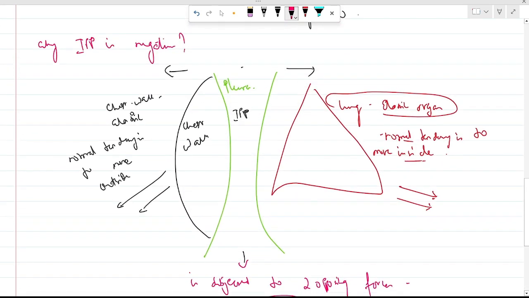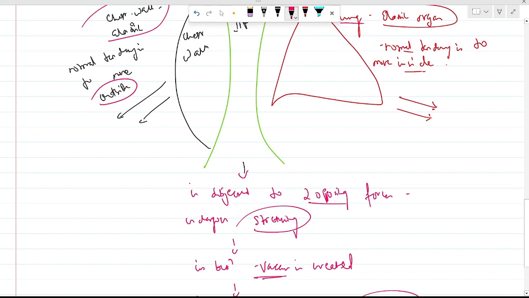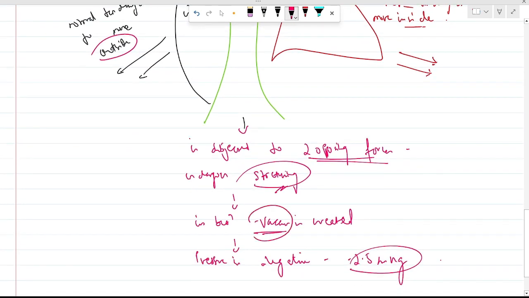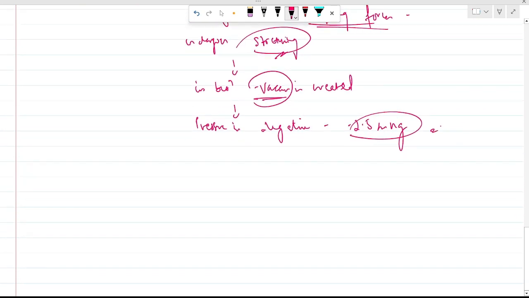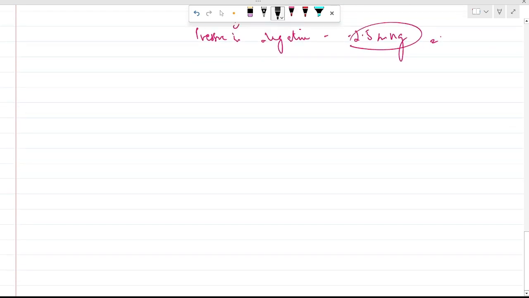So the pleura: inside it is the lungs, outside it is the chest wall. Lungs are an elastic organ, their normal tendency is to move inside. The chest wall is also an elastic organ, its normal tendency is to move outside. So the pleura is subjected to two opposing forces and in turn gets stretched. Vacuum is created, and we know the pressure inside a vacuum is negative, a value of minus 2.5 millimeters of mercury. So this was our intrapleural pressure.